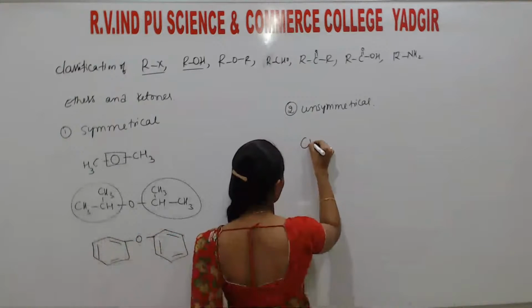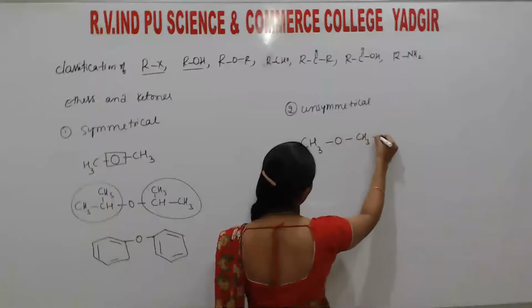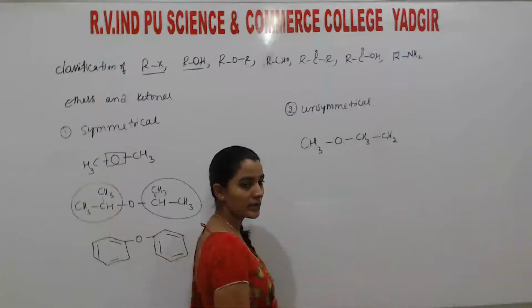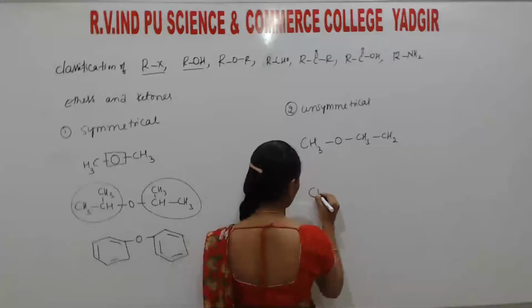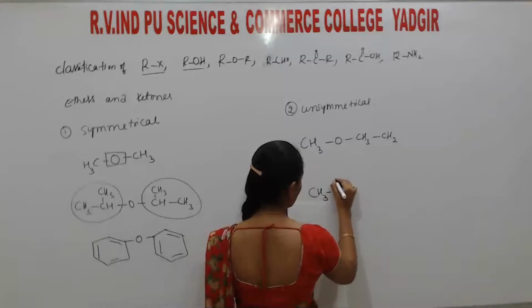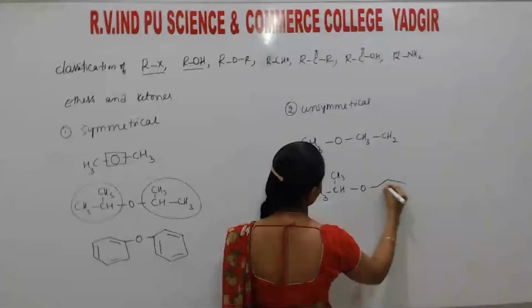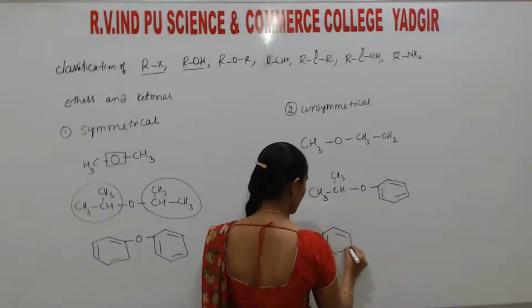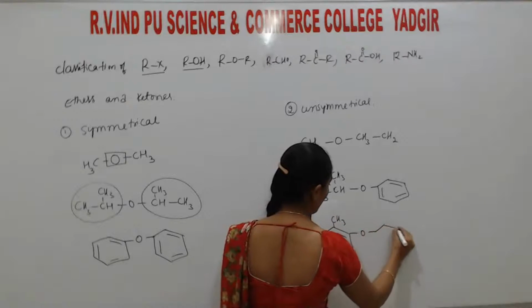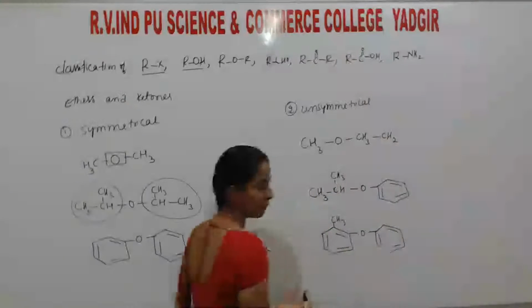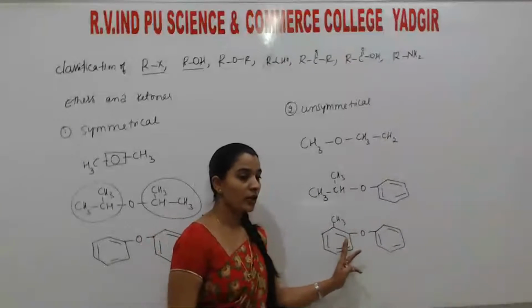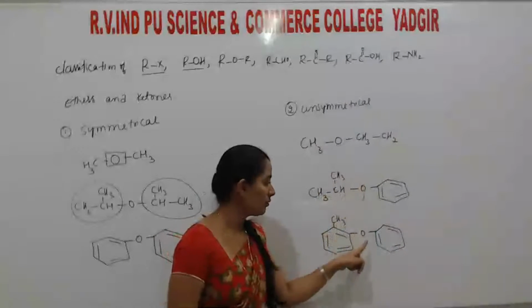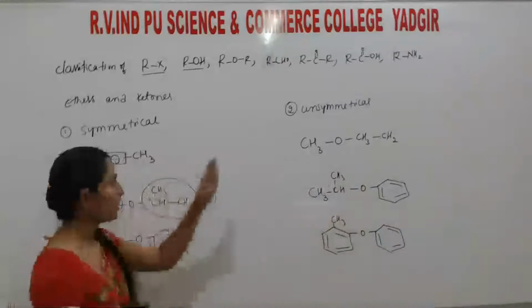If unsymmetrical, assume the CH3 is there, and CH2. On either side of the functional group, different groups are there. Then it is said to be unsymmetrical. Next, we take CH3, CH, CH3, O, and the benzene. They are different R groups. CH3O and alone benzene. Of course, the R groups are different. On either side of this functional group, if the R groups are different, then it is said to be an unsymmetrical ether. Here we are using the ether functional group, so it is said to be symmetrical ether and unsymmetrical ether.